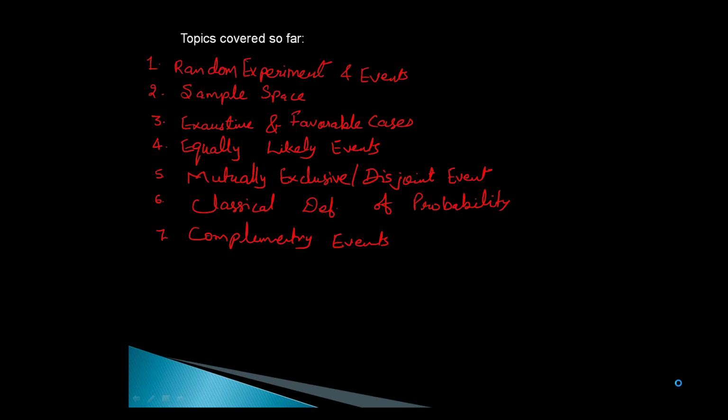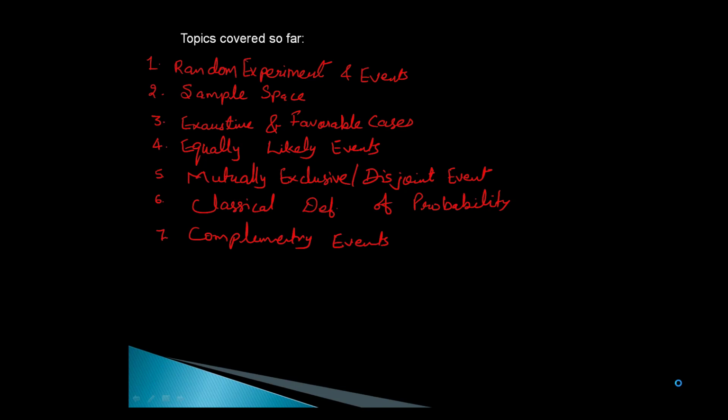We have also talked about equally likely events. If the outcomes of the experiment all have equal probabilities, we call them equally likely events. We have also talked about mutually exclusive or disjoint events. It is a really important concept, so I would suggest you spend a few minutes on the same if you have never done it before. So the events which cannot occur together are mutually exclusive events.